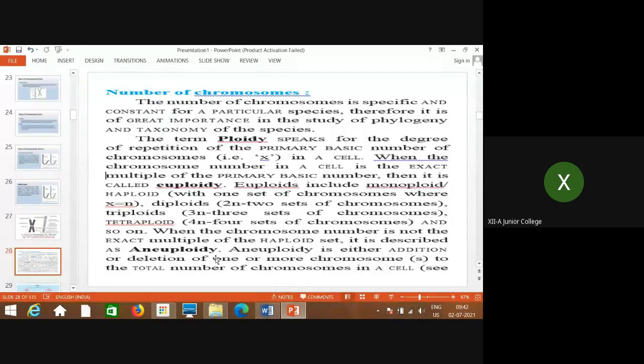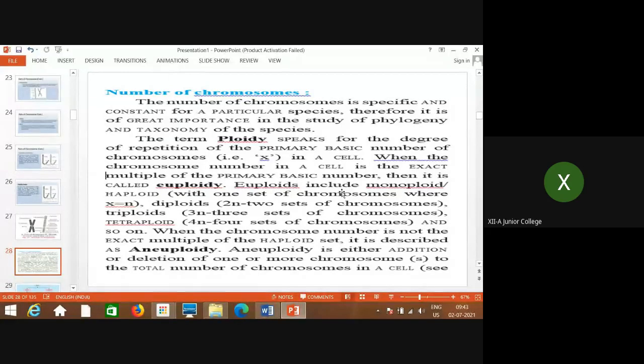Now we'll talk about the number of chromosomes, that is how many chromosomes are present, and accordingly, depending on the number of chromosomes, the species shows. That means each and every species has a particular number of chromosomes. Even when it is fixed for that particular species, sometimes because of different reasons, which we'll discuss later, there may be a change in the number of chromosomes also. So we'll first talk about what is meant by ploidy, euploidy and aneuploidy, and then we'll talk about the further details. The number of chromosomes is specific and constant for a particular species.